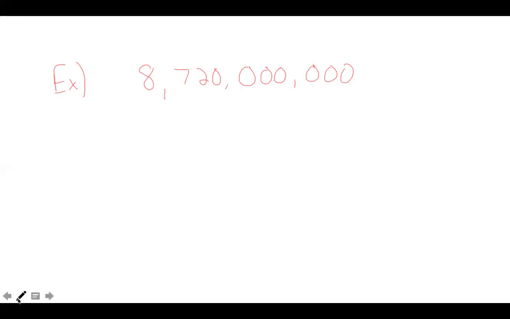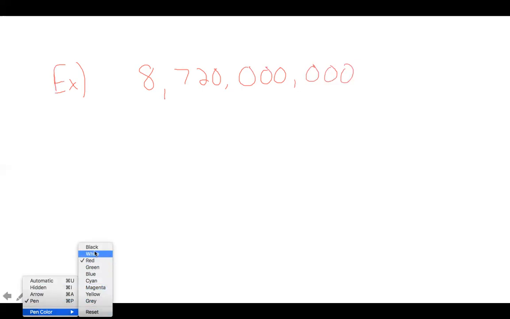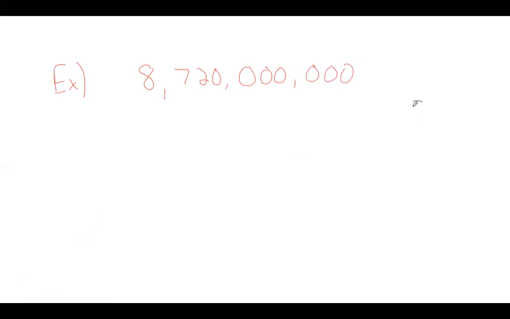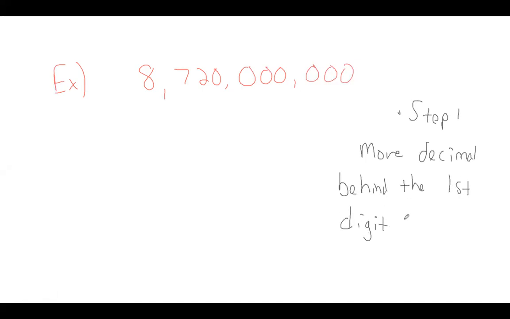When I write in scientific notation, if I have a very large number like this, the first step, step 1, is to move the decimal behind the first digit. When there's an invisible decimal, like here, we know it's here. It's at the end of the problem, okay? So I have to move it to behind the first digit. This is the first digit right there.